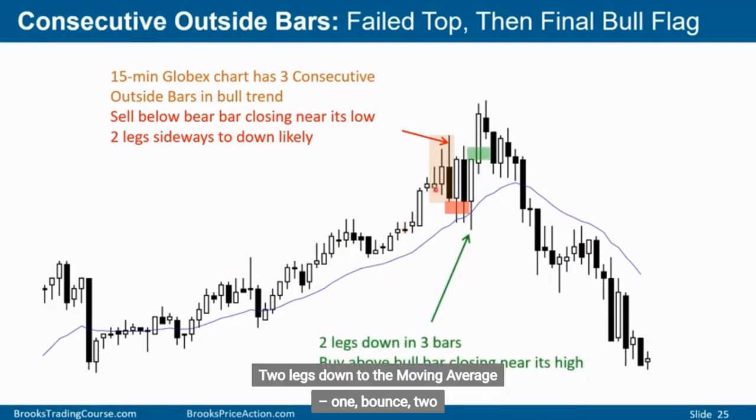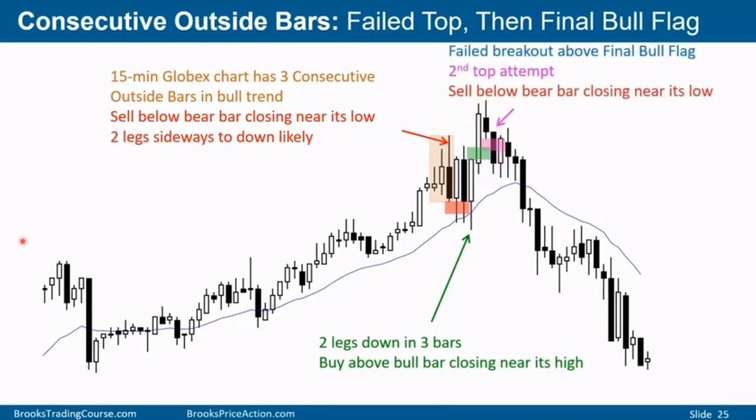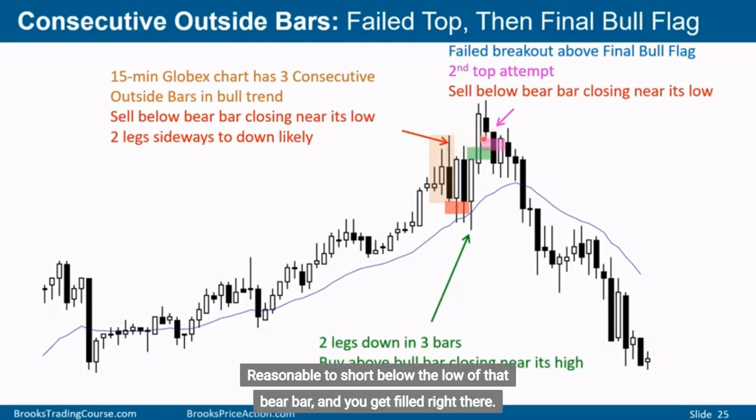2 legs down to the moving average, 1 bounce, 2, and a second strong reversal up with a good bull bar. It's a credible buy. We have a failed breakout above the OO. We broke below, that failed. We're breaking above, that's failing. Reasonable to short below the low of that bear bar, and you get filled right there.